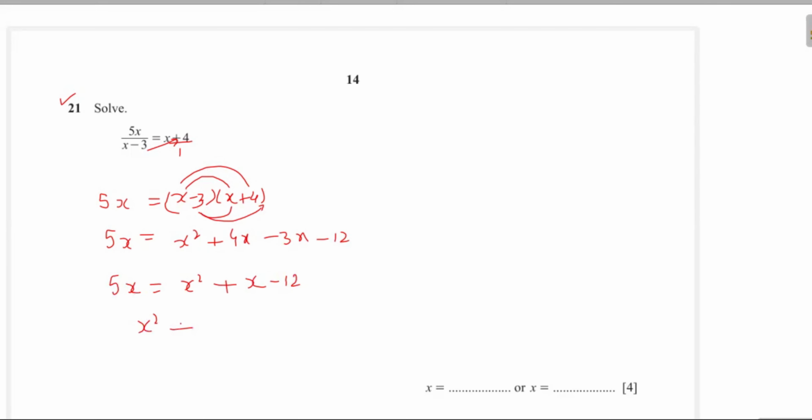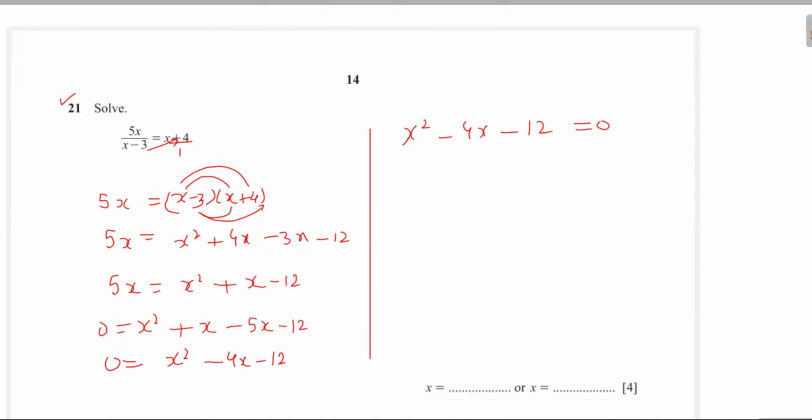We shift 5x from the left to the right side. Now that is minus 5x, minus 12, and we can write it as x squared minus 4x minus 12 equal to 0. And so we can solve this quadratic equation by factorization using the middle term breaking rule. Now we take the factors of 12. 6 times 2 is 12. When we subtract it, the answer is minus 4. We can write it as minus 6x plus 2x minus 12 equal to 0.